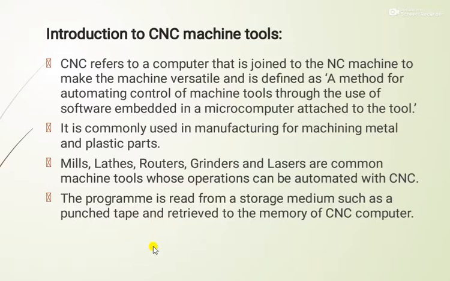CNC refers to computers that are joined to the NC machine. CNC means computer numerical control, NC means numerical control. CNC refers to a computer that is joined to an NC machine to make the machine versatile and is defined as a method for automating control of machine tools through the use of software embedded in a microcomputer attached to the tool.